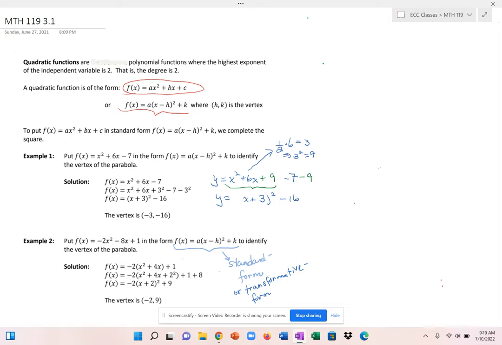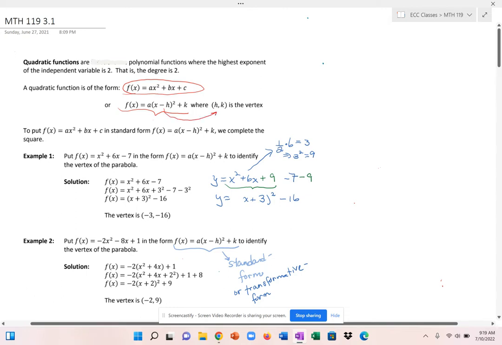When it's in that form, you can pick out the vertex very easily. It will be the opposite sign of whatever's in here along with the x, which would be h, and whatever your constant is here. So (h, k) would be the vertex of the graph of this function, and we call the graph of a quadratic a parabola.